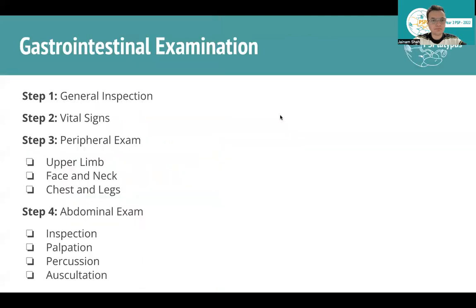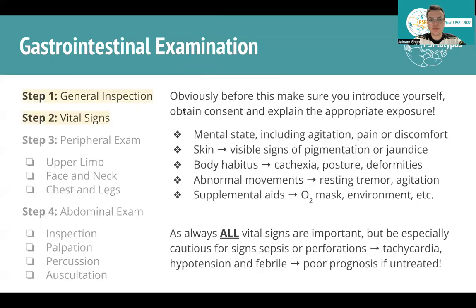So let's get started. When it comes to the gastrointestinal examination, we still follow the same steps that we did for cardiovascular and respiratory, with the notable exception that instead of looking at the chest, we're now looking at the abdomen. So we still start with general inspection from the foot of the bed. We still start with vital signs. We then move on to the peripheral examination, same sort of protocol: upper limb, face and neck, legs, and a little bit of the chest. And then we go to the abdomen and we still follow the same 4 steps: inspection, palpation, percussion, and auscultation. So we'll get started with general inspection first.